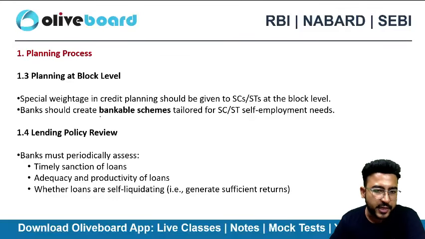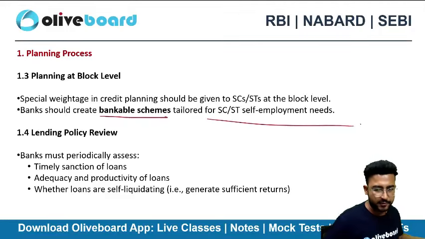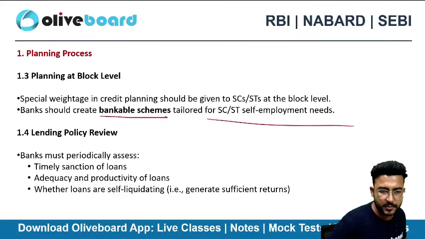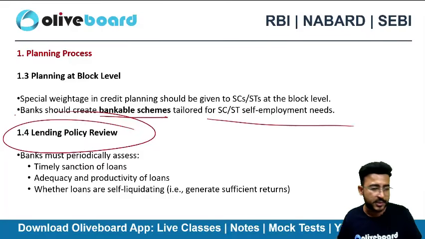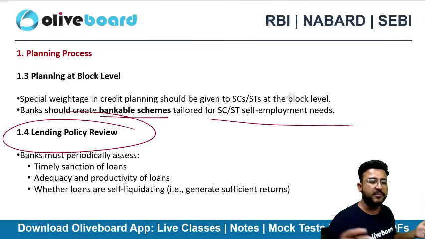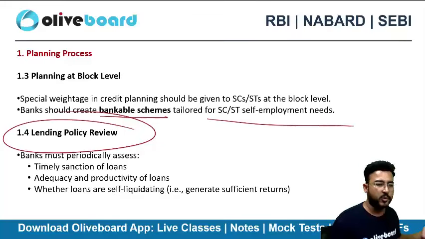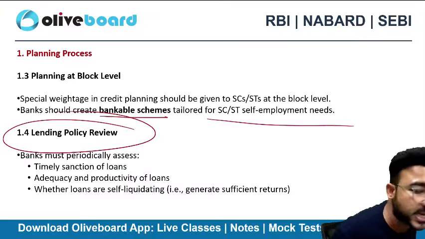Banks should create bankable schemes tailor made for different SC and ST self employment needs as well. There should be a process review and a lending policy review as well. You need to timely review everything, like whether timely sanction of loans is being done or not, whether the adequacy and productivity of loans are there or not, right? Whether the loans are self liquidating.